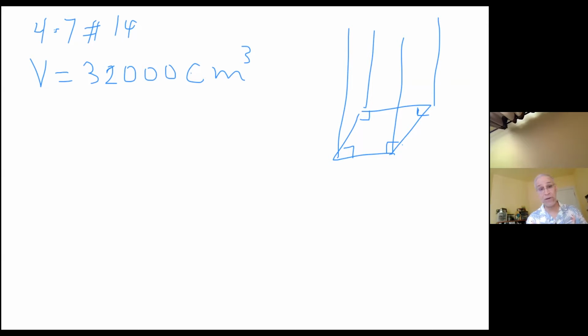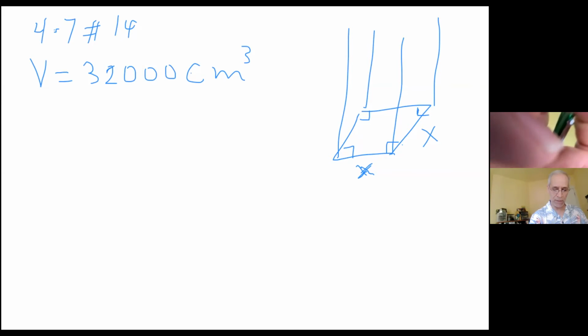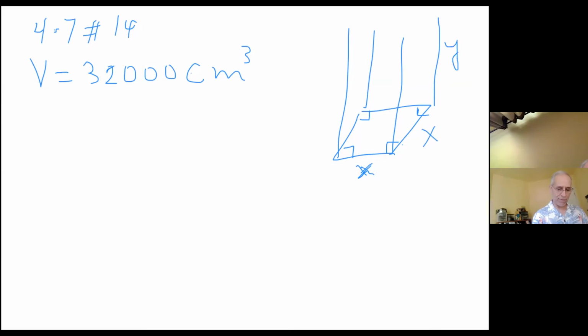So how is the first part going to help me? If I call this side x, then this one has to be x because it's a square base, so the same size of sides for the base. And let me call this y. I know that the volume V equals the area of the base times the height. And so I have 32,000, which is given, equals x squared times y.